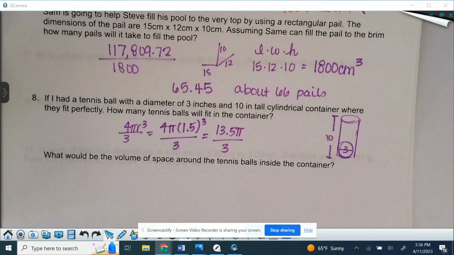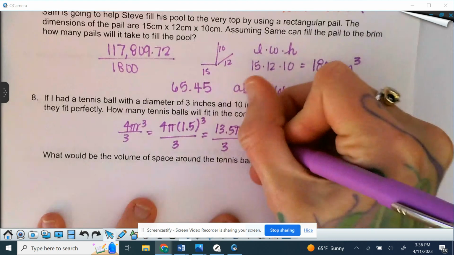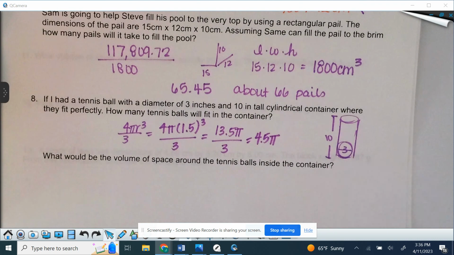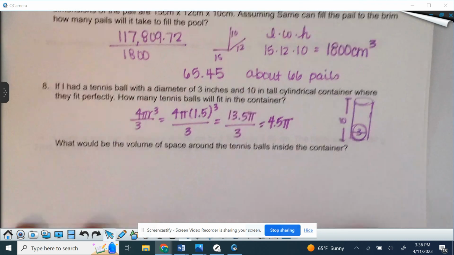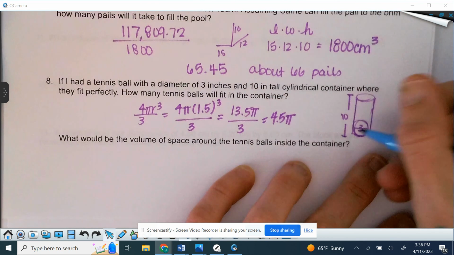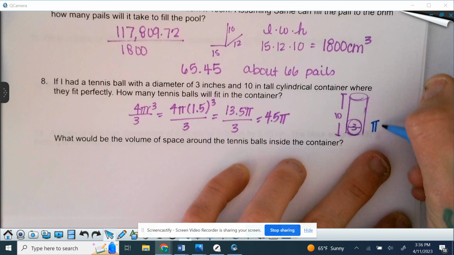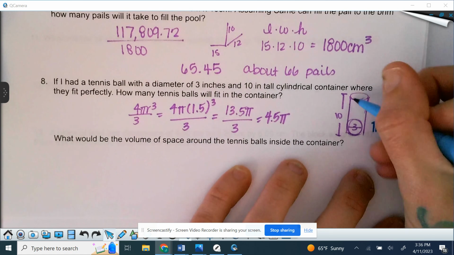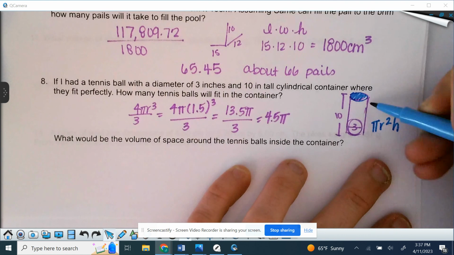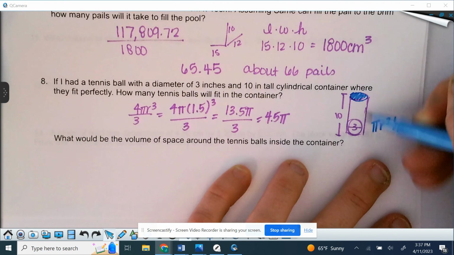That's 4.5 pi. Just still a pretty nice number for our sphere. And then we need to know the volume of the cylindrical container. Since the radius of the tennis ball is going to be 1.5 and the diameter is 3, and they fit snugly into the container, we're going to use the same radius of 1.5. So we're going to do pi radius squared, because that's our cylindrical base or top if you want to think about the top, and then height, because that's how many slices are going to go in the whole container.